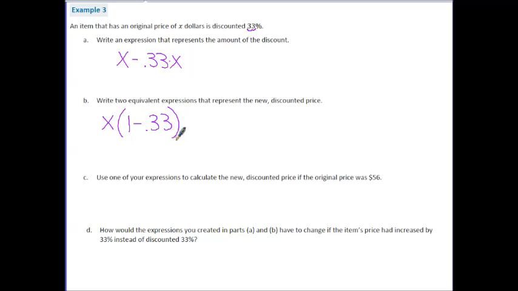For our second equivalent expression, we can simplify what's inside the parentheses here. 1 minus 0.33 gives us 0.67, and then just to throw in for good measure, another equivalent expression here would be 0.67x, because we're switching the order here using the commutative property. So here are actually 3 equivalent expressions that represent the new discounted price. Use one of your expressions to calculate the new discounted price if the original price was $56.